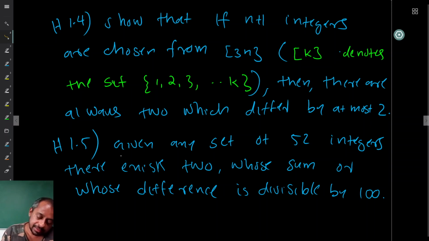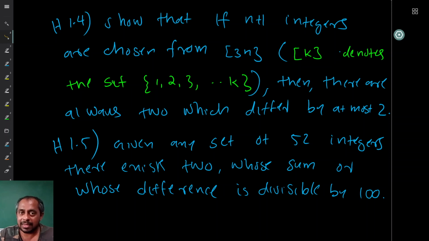And the next question is: given any set of 52 integers, there exist two of them whose sum or whose difference is divisible by 100. So now it's slightly different. Either the sum or the difference is divisible by 100. Can you show this? It needs a little more thinking than the previous one. It's not very difficult.